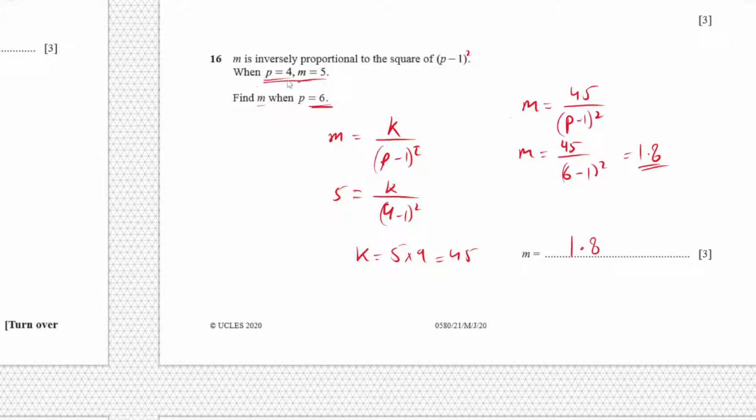It is inversely proportional. Let's prove that. You see, p increased from 4 to 6, m decreased from 5 to 1.8. That's what inverse proportion means. When one of them increases, the other one decreases. That also helps us understand that our answer is probably right, at least the fundamentals are correct: when p increased, m decreased. One increases, the other decreases.